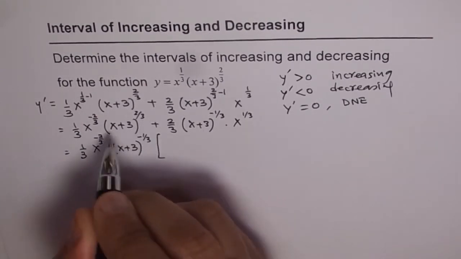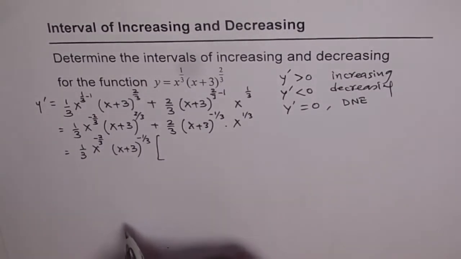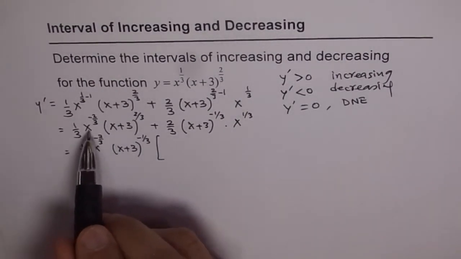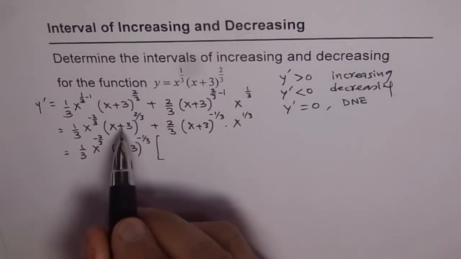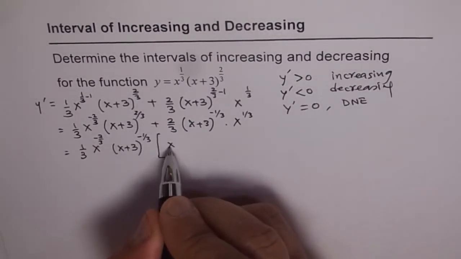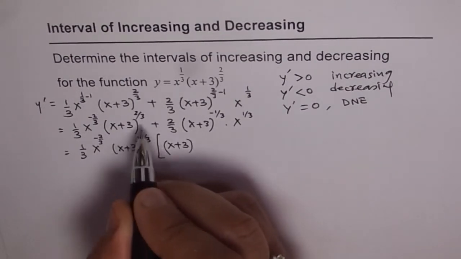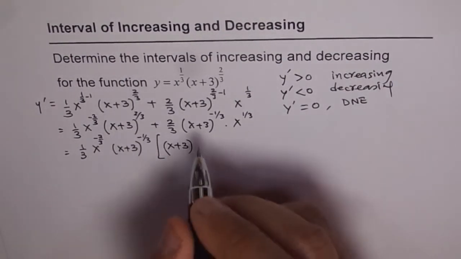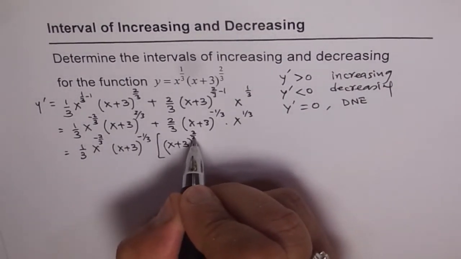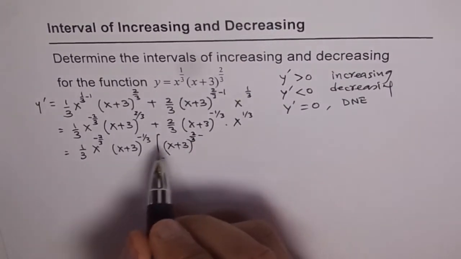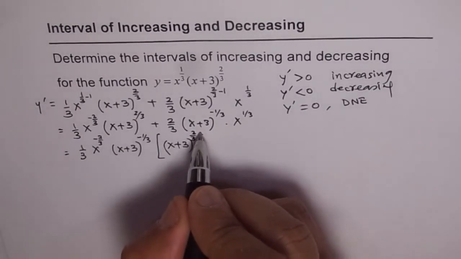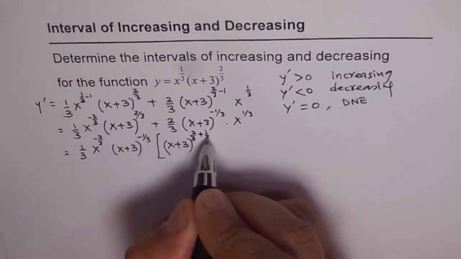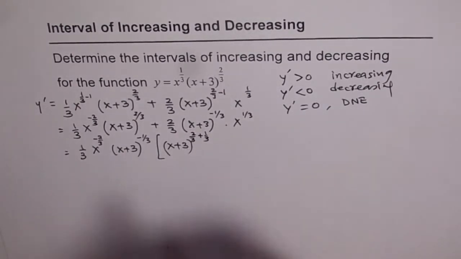So we factored out common things from both the terms. What are we left with? Here we have already taken care of the first two, and this one is left. So what do you get here? You get (x plus 3) to the power of 2 over 3 plus 1 over 3. So let me write here 2 over 3 minus of minus 1 over 3. Those two minuses become plus. So that is how I get plus 1 over 3. Do you understand? Minus of minus.